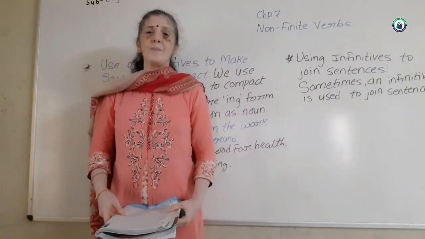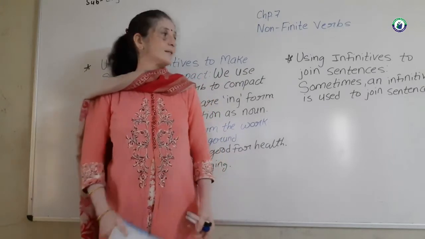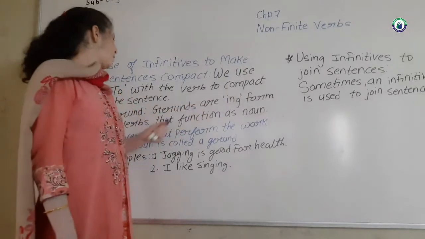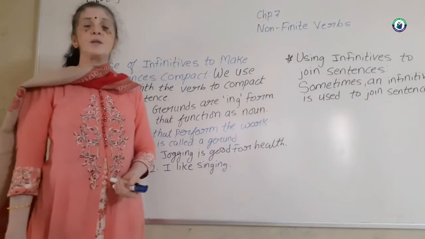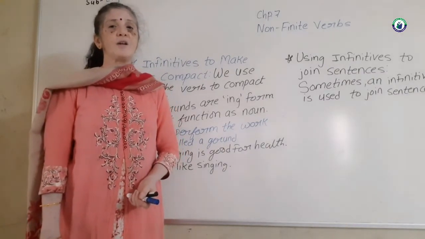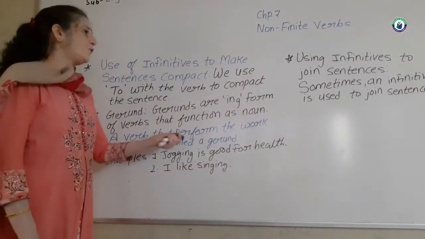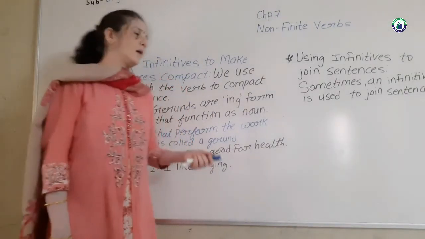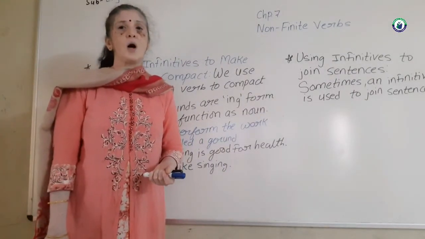Now, our next topic is gerund. Gerund means what? With the verb ing is added. What is gerund? Gerunds are forms of the verbs that function as noun. Gerund means with the verb ing is added. But the function of gerund is to act like a noun. A verb that performs the work of a noun is called gerund. What is gerund? A verb that performs the act of a noun is called gerund.